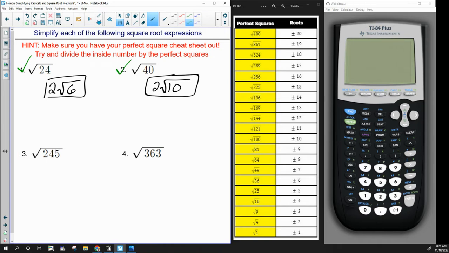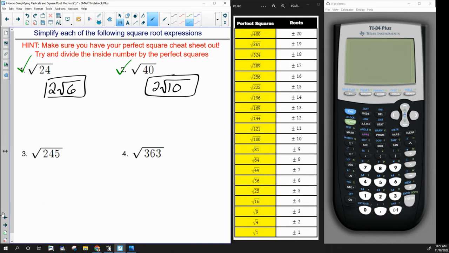And the big misconception here is kids like to do it in flip-flop. They like to try to take a perfect square and divide it by what's under the radical. But what you want to do is you start with your radical 245 and you try to look, can I divide 245 by 400? Definitely not, because 400 is larger than 245. So you need to check perfect squares that are smaller than 245 and see which of them can be divided out.